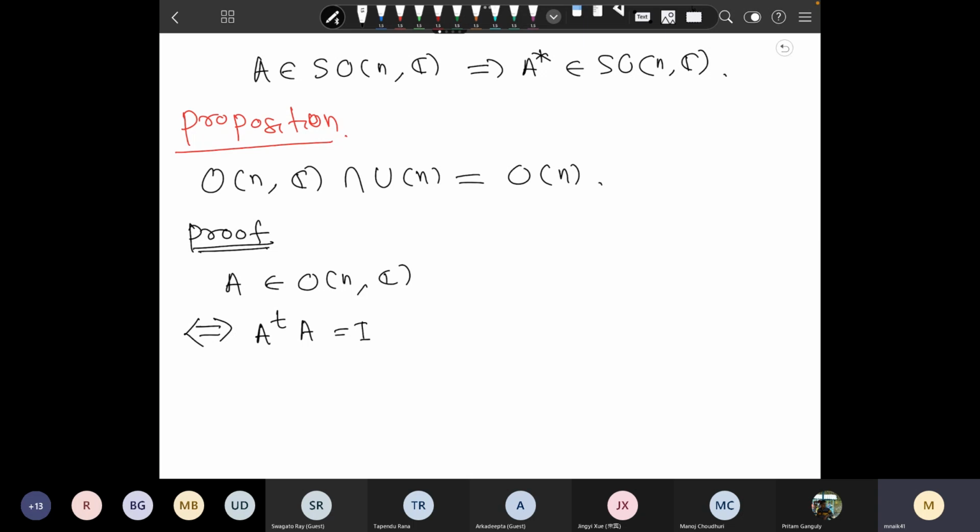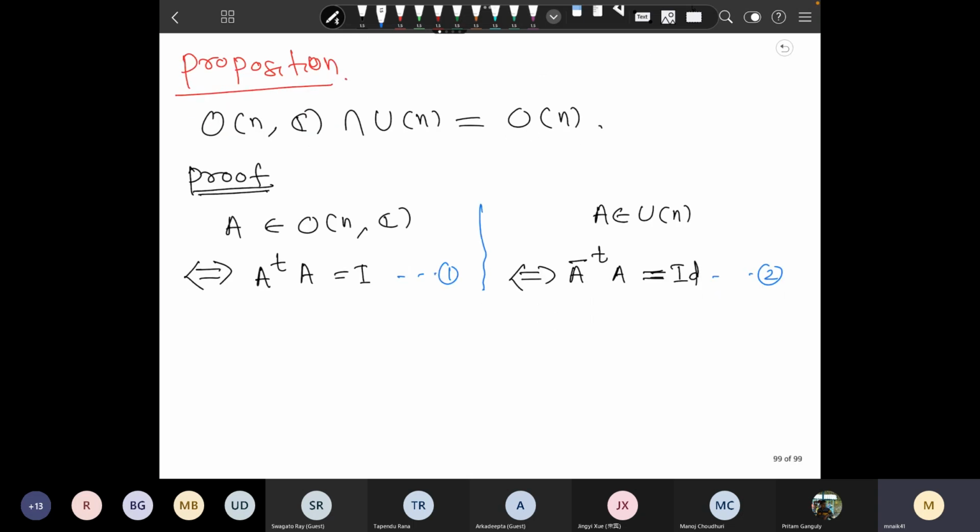Similarly, what do we mean by A belongs to UN? That will imply A star A is equal to identity, where A star is A bar transpose. I call this first 1 and this 2. Now if A belongs to the intersection ONC intersection UN, then A will satisfy both 1 and 2.